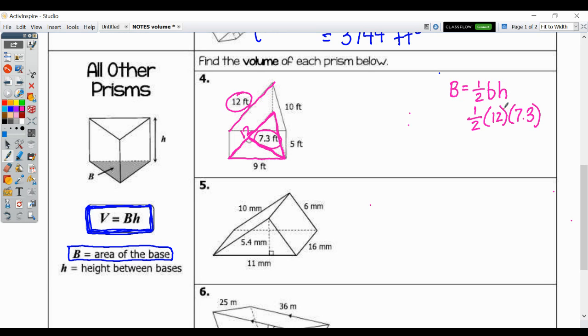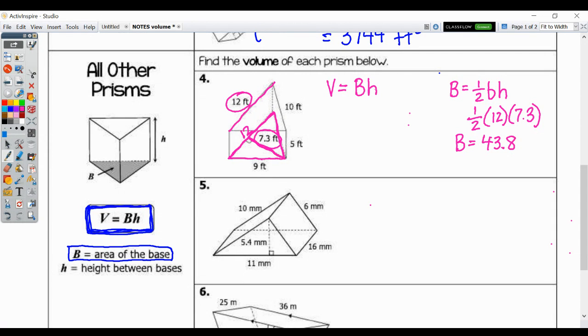Okay, so if I do 1/2 times 12 times 7.3, the area is going to be 43.8. So that's what I'm actually going to use as my capital B. Okay, so let's look at my formula. Volume equals capital B times the height.